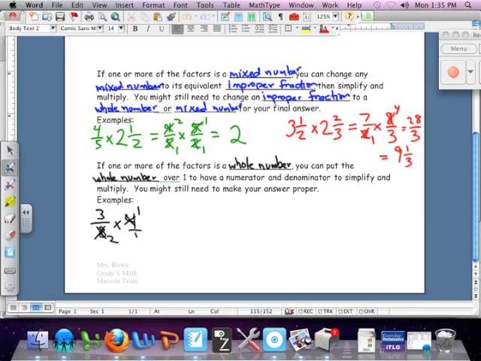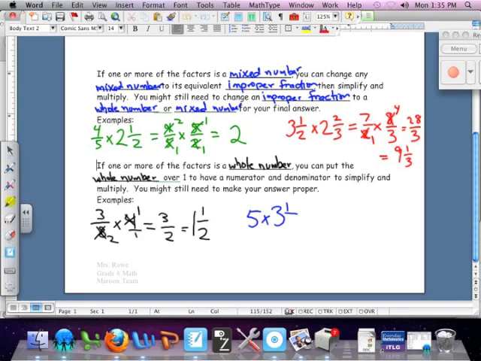So I get 3 times 1 over 2 times 1. 3 over 2, which is not proper, so we make it 1 and 1/2. And the last example that we're going to put in our notes before you try it out all on your own.